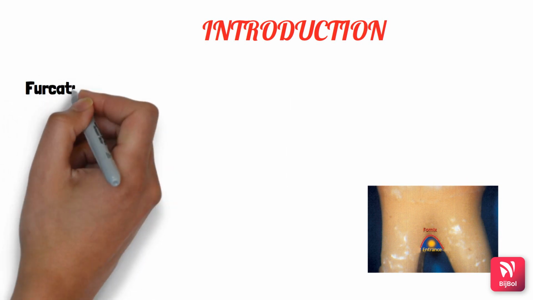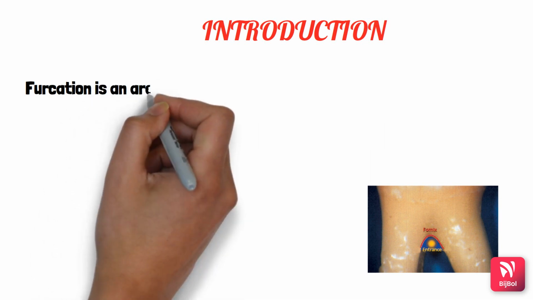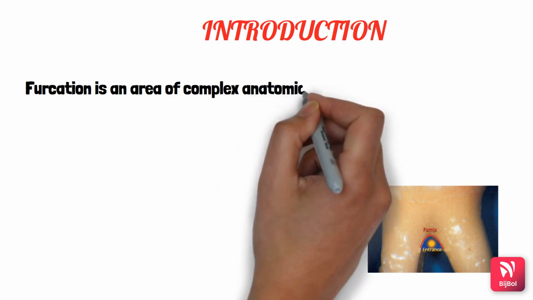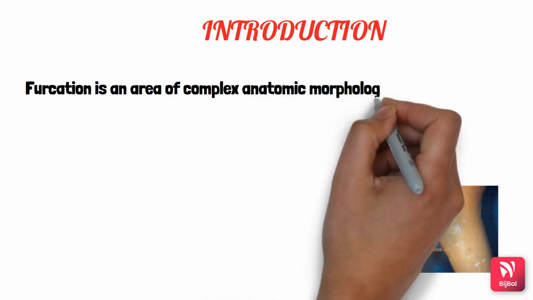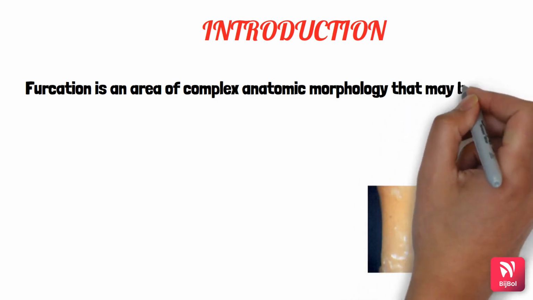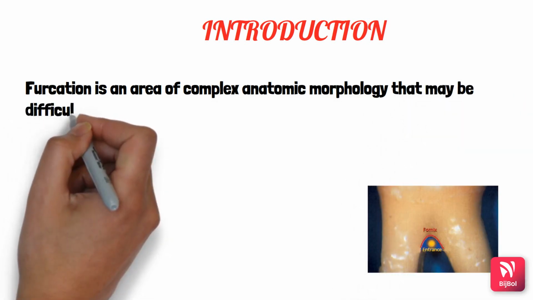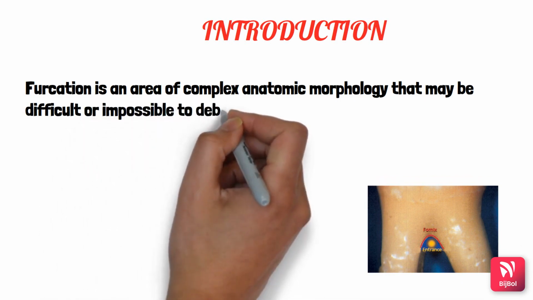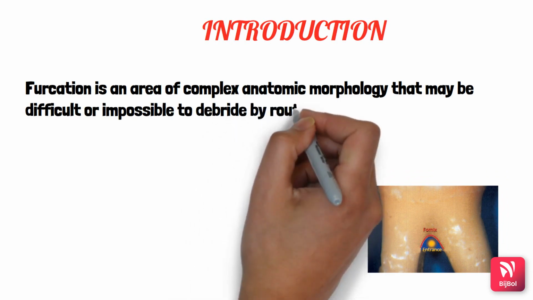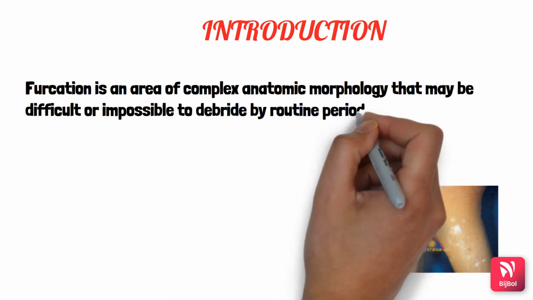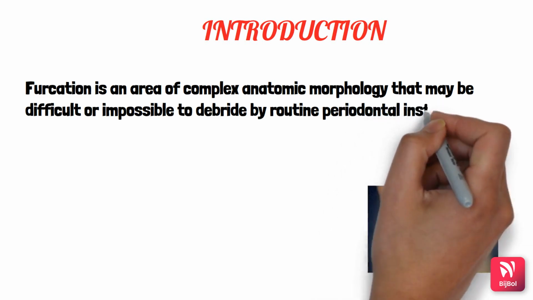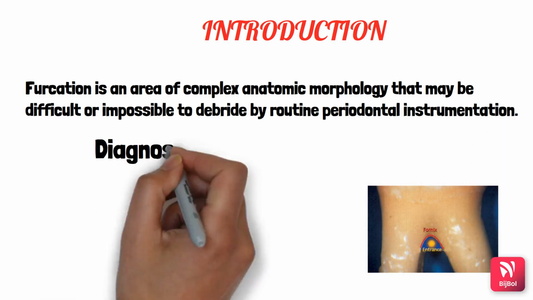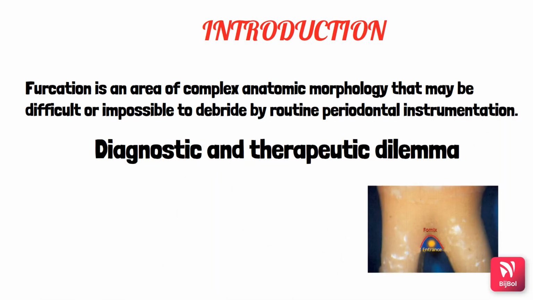So it's an area of complex anatomic morphology and it is difficult or even impossible to debride by routine periodontal instrumentation. So this furcation involvement occurs when there is so much attachment loss that extends into this furcation area. If the progression of the periodontal disease is not stopped, then the attachment loss will extend in order to expose the bifurcation or trifurcation of the multi-rooted teeth. Let's see what bifurcation and trifurcation is later. So this furcation is a diagnostic and a therapeutic dilemma.